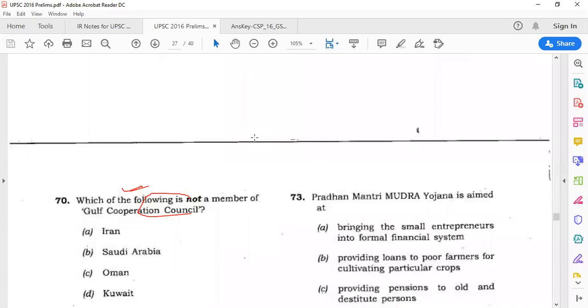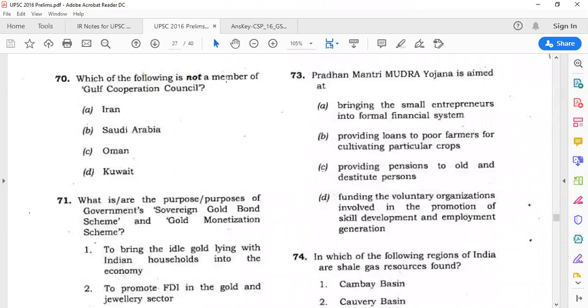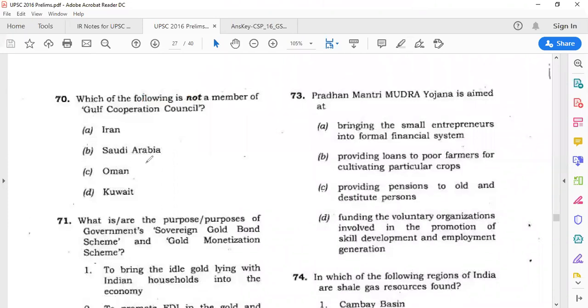So again, they have asked this particular question. Which of the following is not a member of Gulf Cooperation Council? Hope you can see this. Not a member of Gulf Cooperation Council. So Saudi Arabia, Oman, Kuwait, Bahrain, UAE. What else? We are leaving one more country.